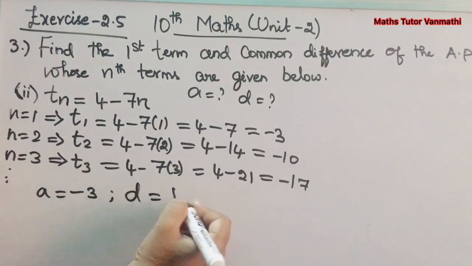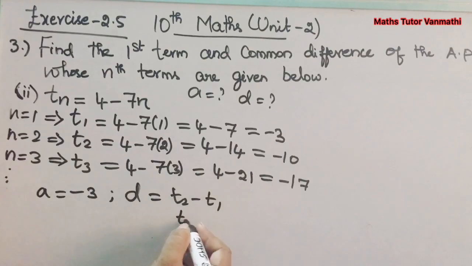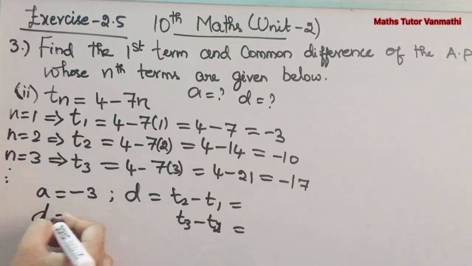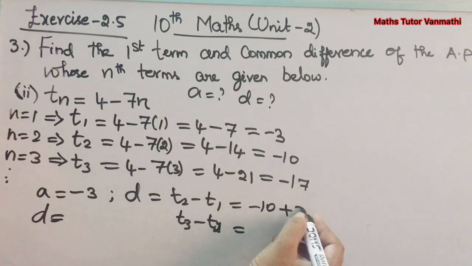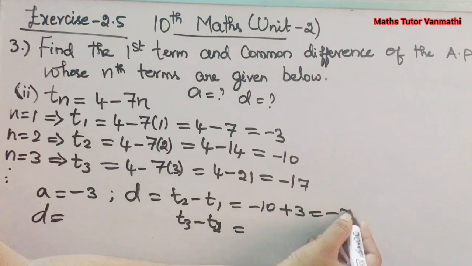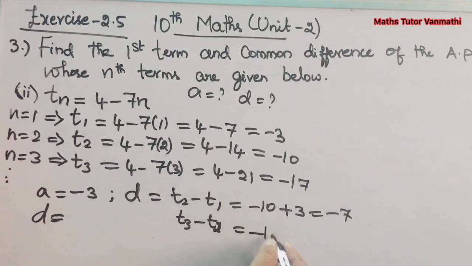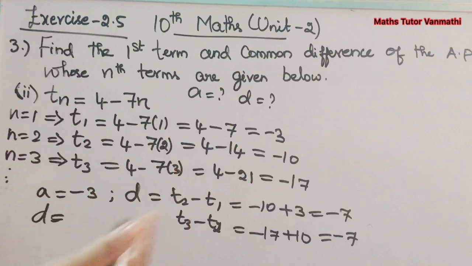And what is your D? T2 minus T1, T3 minus T2. We can find both, or else we can find only T2 minus T1 and conclude the D value. So what is your T2 minus T1? Minus 10, minus of minus 3, plus 3. You will get minus 7. And again here, minus 17, minus of minus 10 you will get plus 10. Minus 17 plus 10, minus 7. Clear? Understood? So from this we can say D value is minus 7.